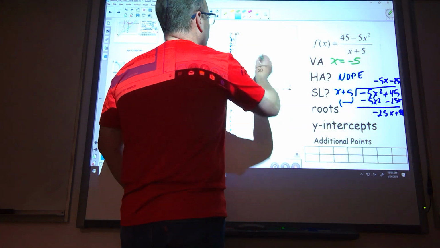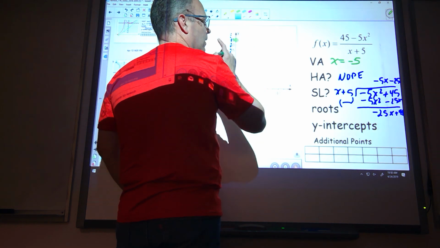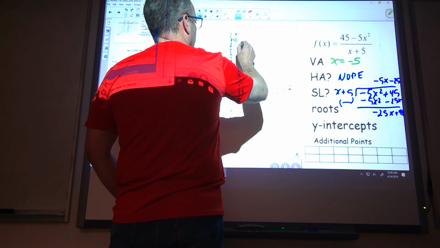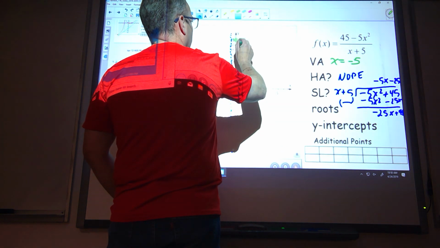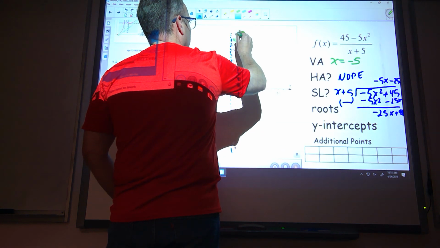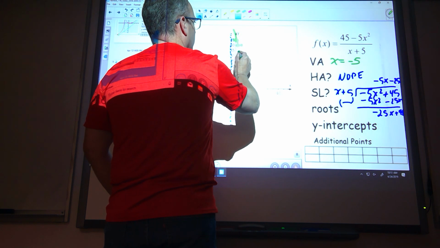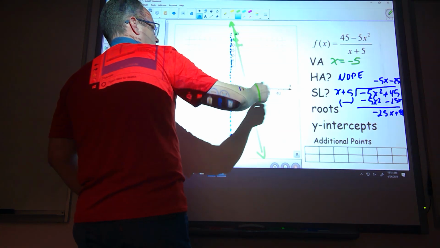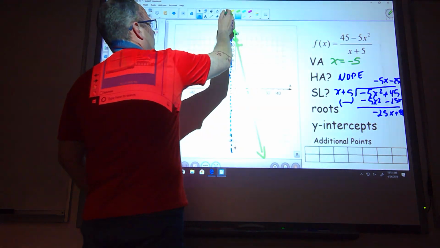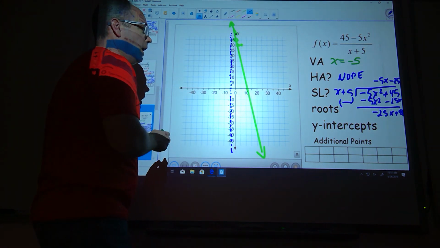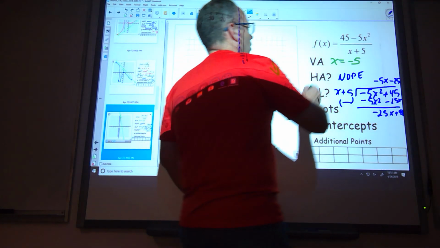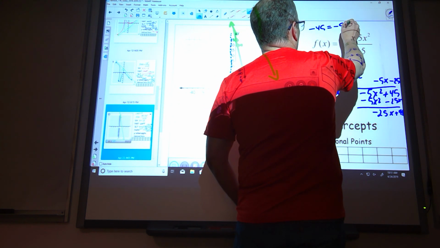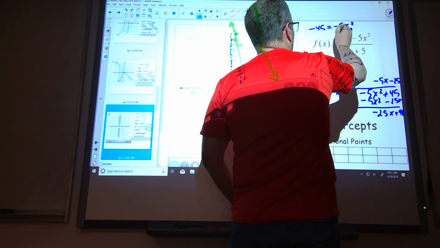Let's see, plus 45, got there. And I'm going to go down 5, right 1. Down 5, right 1, like here. So this is kind of that. And notice I counted by 5s on each the x and y. Roots. Can I solve the top for 0? So I'm going to get -45 equals -5x squared. So x squared equals 9.